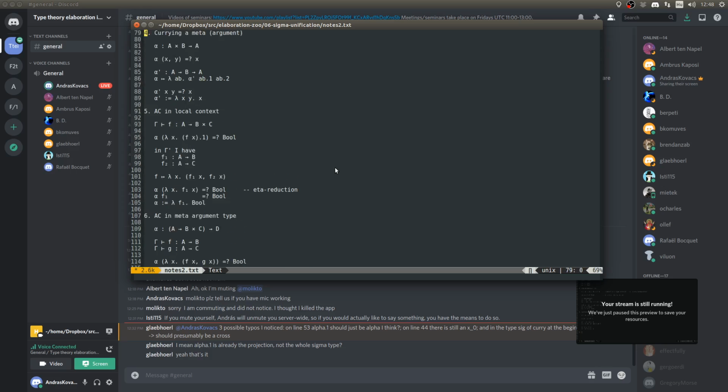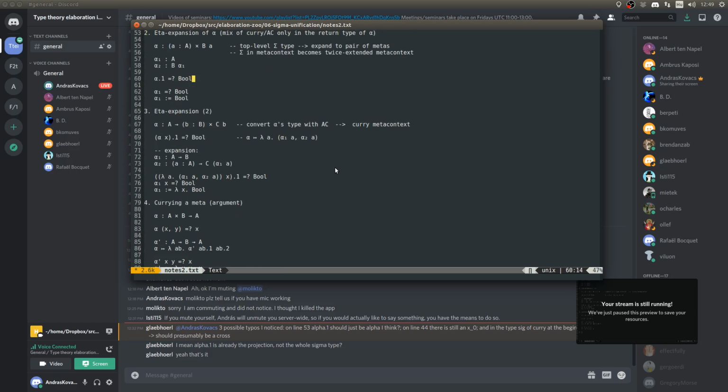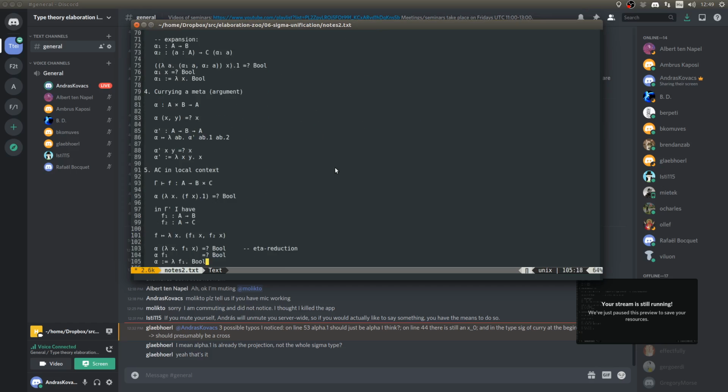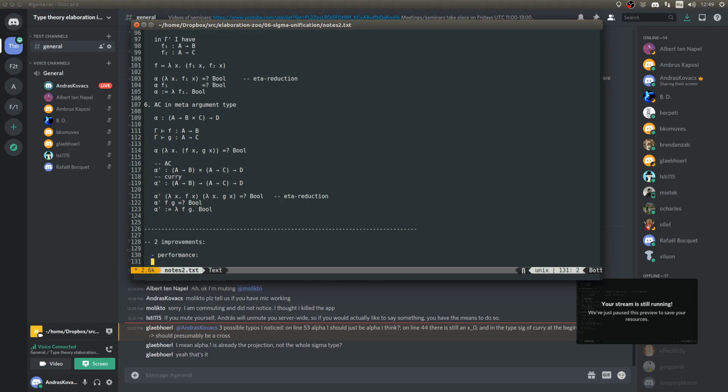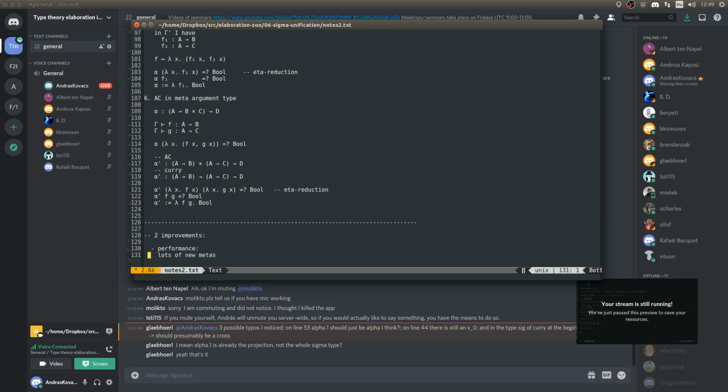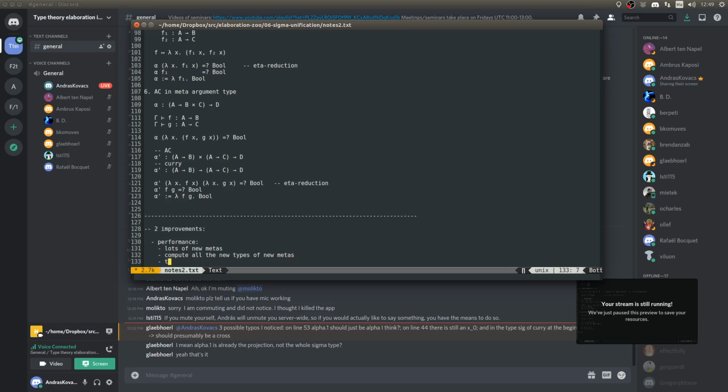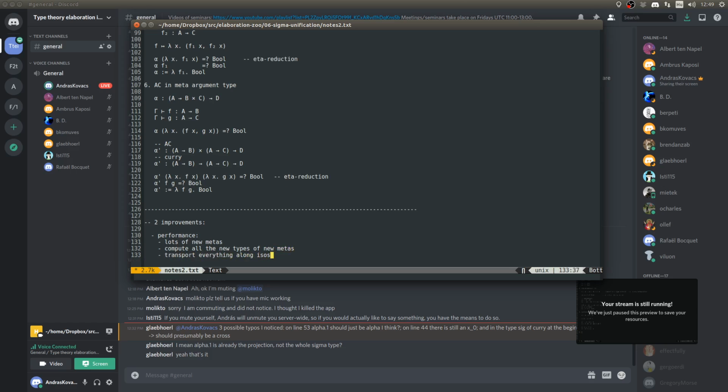So here the problem is that we are doing all of these kind of expansions, but we are generating lots of new metas. So we have to generate lots of new metas, and we have to compute all the new types of the new metas, and we have to transport everything along isos between all the new meta types.